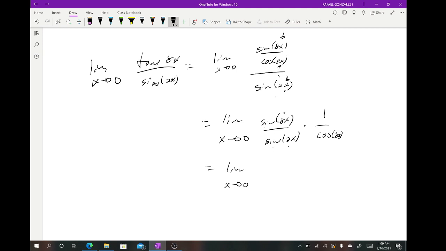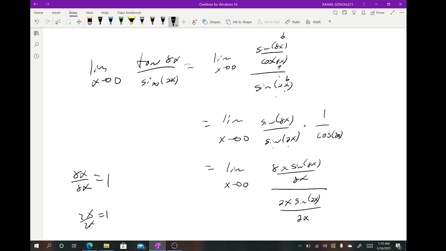I'm allowed to multiply and divide by the same thing. So I'm allowed to multiply by 1. 1 here in this case is 8x over 8x. That's equal to 1. So I could do 8x times sine of 8x divided by 8x, divided by, and I'm going to do the same thing with the denominator. I'm going to multiply by 2x over 2x. So divided by 2x times sine of 2x over 2x.